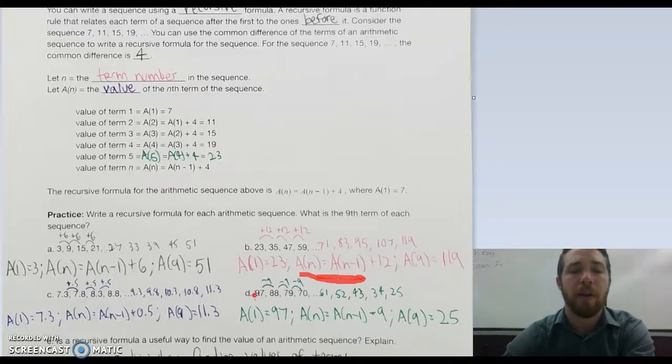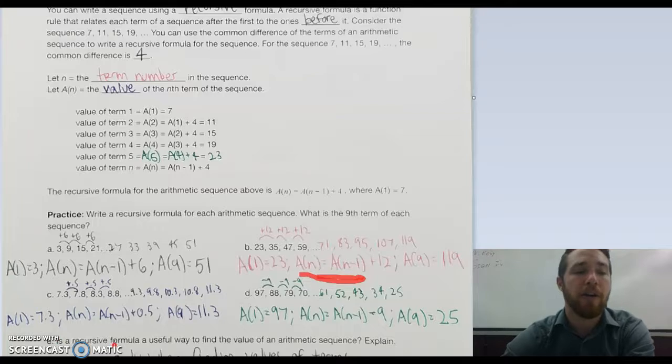Last example, again we need a first term, so first term is 97. We also have that recursive start, so a of n equals the previous term. And this time it looks like I always subtract 9, so minus 9. And again, if I keep that pattern going for 9 terms, I should eventually get to 25.